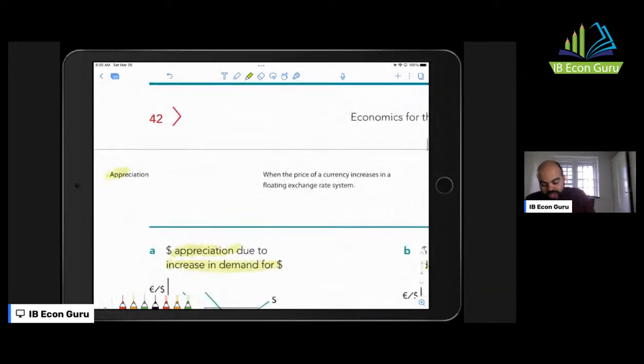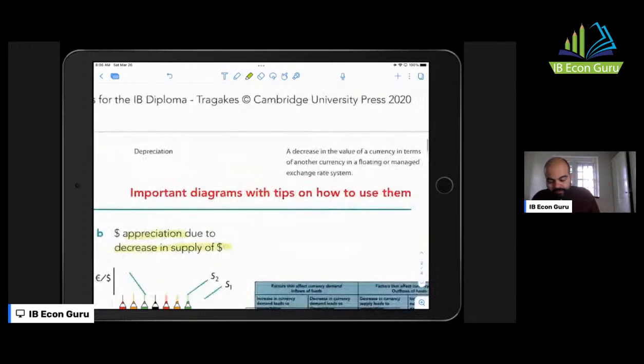So, an appreciation of a currency is when the price of a currency increases in a floating exchange rate system. Remember, appreciation only applies in a floating exchange rate system. In a fixed exchange rate system, we call it revaluation because it's deliberate. Okay, it's a product of government intervention. A depreciation is a decrease in the value of a currency in terms of another currency in a floating or a managed exchange rate system.